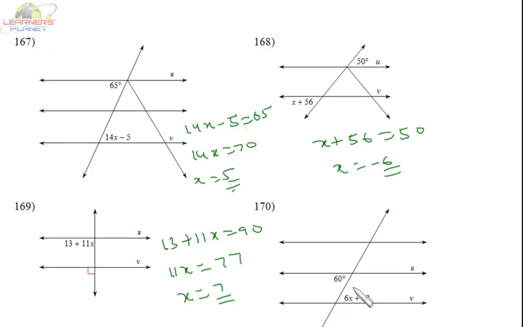Clear? In this case, both of them are alternate interior angles, and if they are same, the lines will be parallel. So 6x plus 12 is equal to 60 degrees. So 6x is 48. So x is equal to 8. So if x is equal to 8, both of them will be same, and they are alternate interior angles, and if they are same, the lines U and V will be parallel. I hope you are getting me.